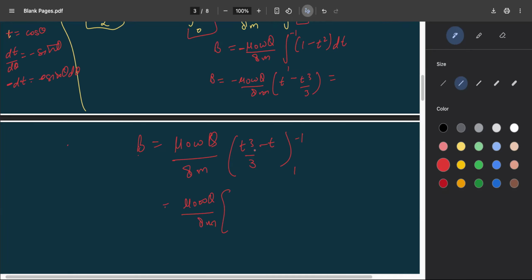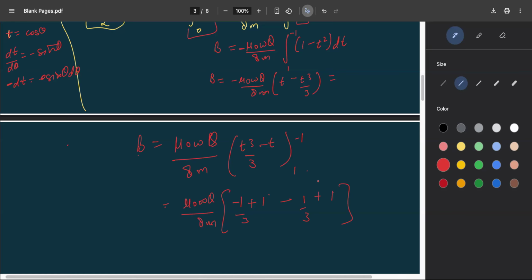So what will it be? Put minus 1 first. So that will be minus 1 minus 1, that will be minus 1 by 3. Here it will become plus 1 by 3 plus 1. Subtract. We have to subtract this part, so put this 1 by 3 minus 1 plus 1. This is what you are doing.